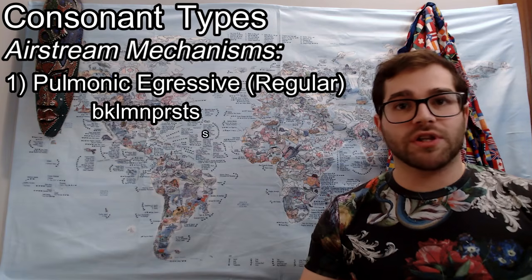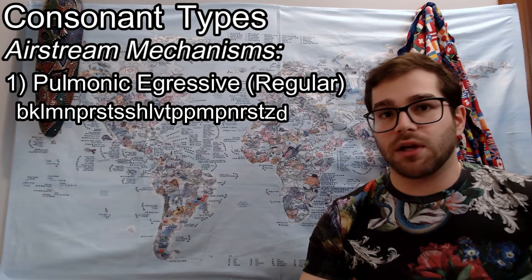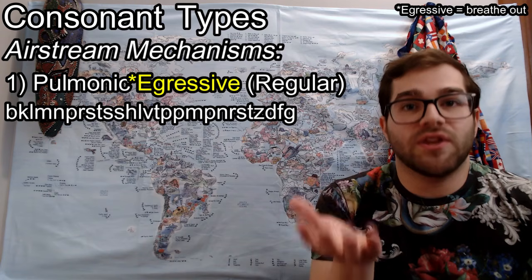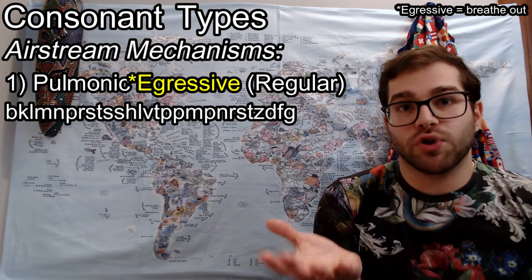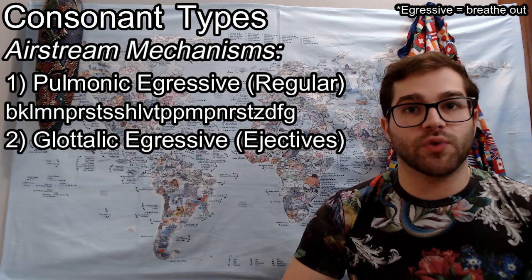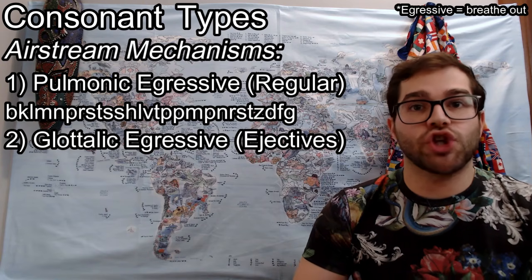You know, consonants. Egressive basically means breathing out. We breathe out when producing these sounds. The second type is glottalic egressive, also known as ejectives.